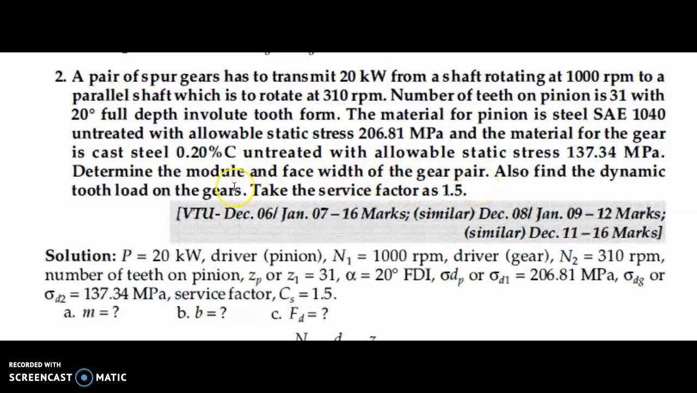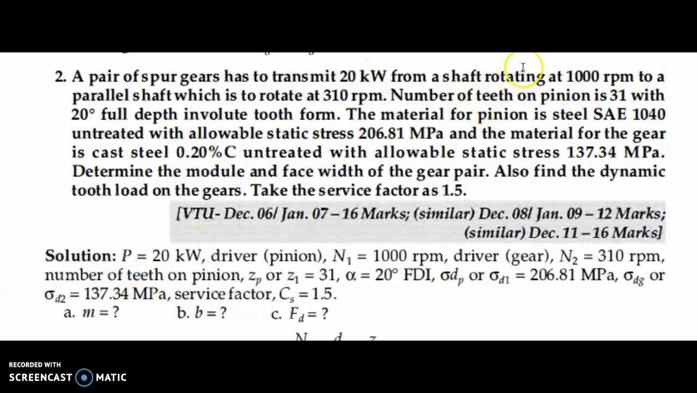Determine the module and face width of the gear pair. Also find the dynamic tooth load of the gear. Take the service factor as 1.5. Okay, so first of all we can explain what the given data in our question are. The power is given, that is 20 kilowatt, and as we already know the power is denoted as P. So we can write P is equal to 20 kilowatt.